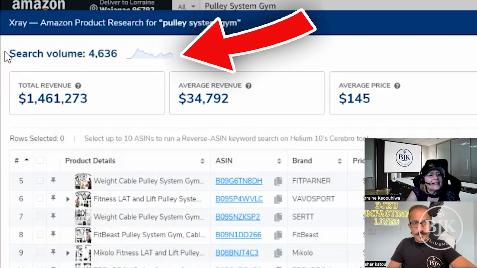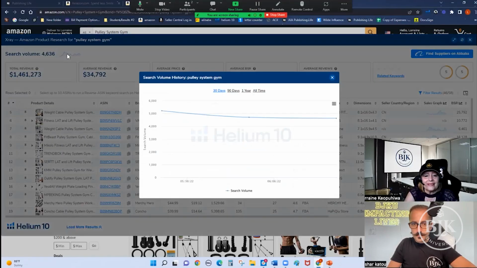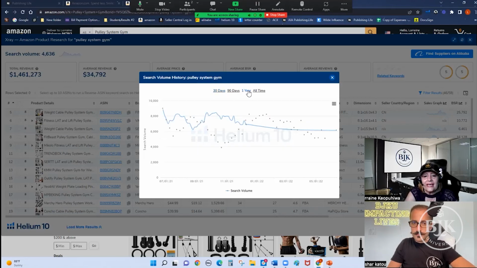Okay, so right here next to search volume, you're going to see this little squiggly. This is your graph you want to see. These are amazing. I love these. We want to pay attention to the 1 year. Make sure it's got at least a year's data. It does have a dip in here in 2021, but it's still pretty decent. But after that, it stays consistently above 5,000.